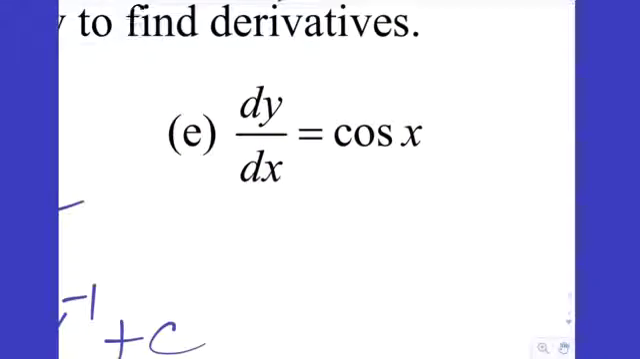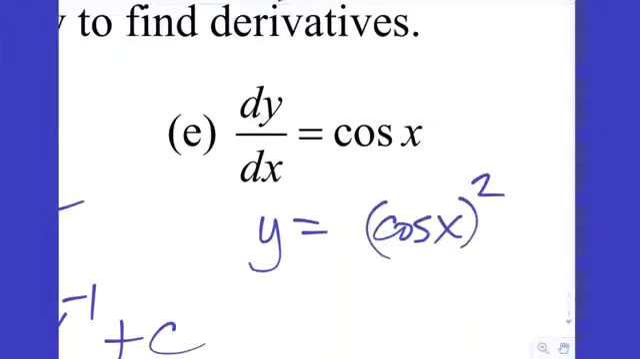All right, dy dx equals cosine x. So what's the antiderivative of the left side? Y. Good. And over here, we just add and divide, right? So the current exponent is 1, we get 2, and then we divide by 2, which we know is the same as multiplying by a half, plus c, right?